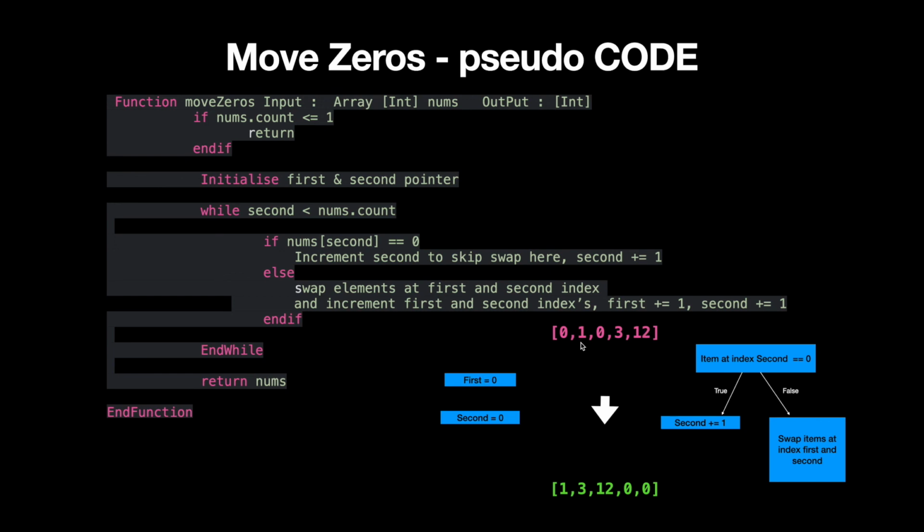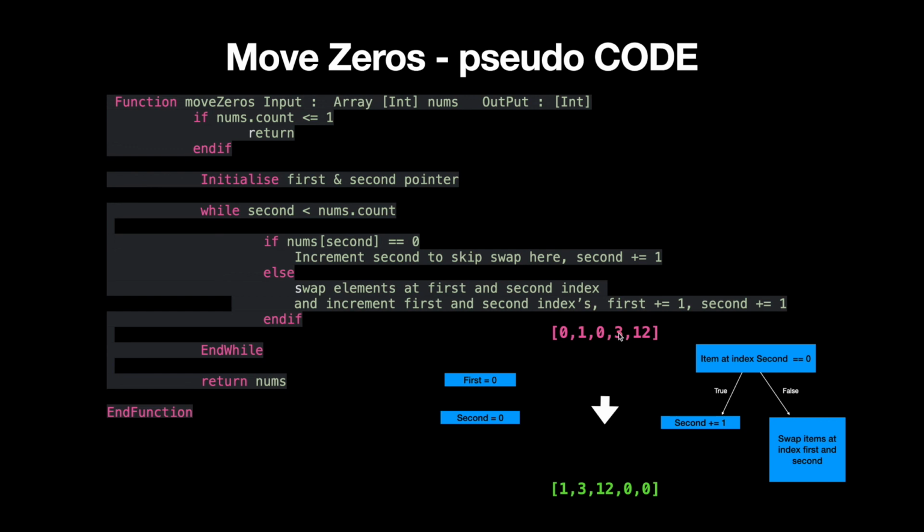So if you loop through this, initially first and second both would be pointing to this. We'll check if the second index item is 0. It is 0, so we will move second to 1, to here. So second will become 1 and first will stay at 0. Then we will swap and increment both of these. So first would be 1 and second would be 2, pointing to this. Now we'll check if the second pointer is referring to 0. It is referring to 0, so we'll skip it and increment the second to this one.